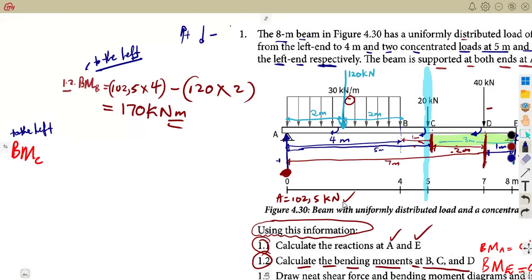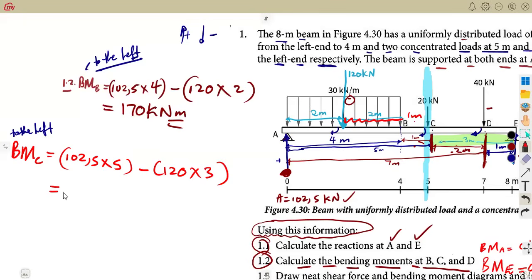The distance from A to C is 5 meters. Remember, we calculated A, so this one is direct, guys. It's going to be A, which is positive 102.5, times the distance A to C. This time our reference is C, so that's 5 meters. Do we have any other force on the left side? The only force that we have is this 120 distributed and ending here. So it's negative, because it's going down: negative 120 times the distance back to C. Reference is C. So how many meters? Remember here it's 2 meters, here it's 1 meter. So 2 plus 1 is going to be 3 meters.